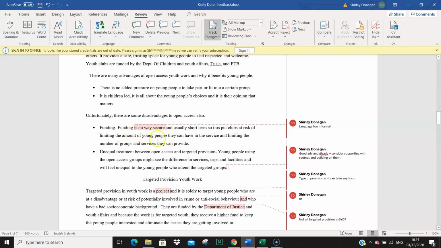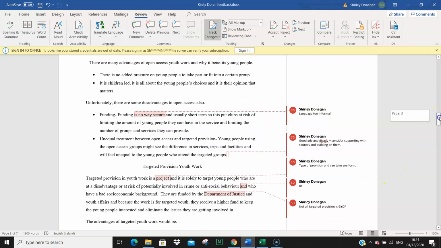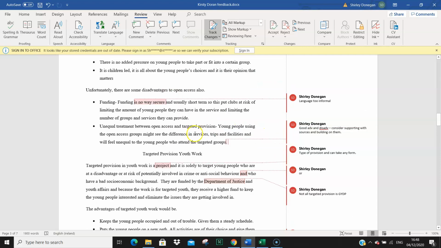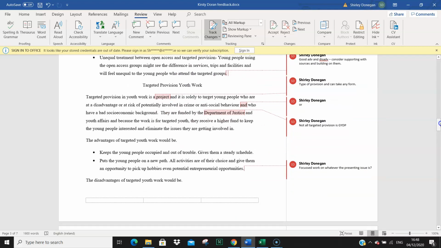Here, just "in no way secure" is a little bit informal in terms of language, Kirsty, so that would need to be phrased a little better. So insecure maybe, so funding is insecure or whatever. In terms of them being able to, the disparity in how both groups are treated sometimes.